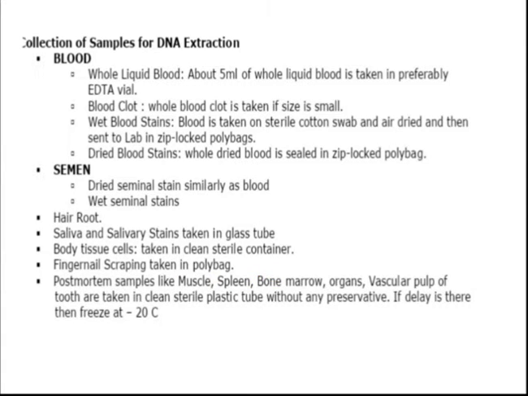Post-mortem samples like muscle, spleen, bone marrow, organs, vascular pulp, or teeth are taken in a sterile plastic tube without any preservative. If there is a delay, then freeze all these specimens at minus 20 degrees Celsius in a cold condition. So blood is collected, semen is collected, you can collect saliva and salivary stains, then body tissues, fingernails, or the muscles, spleen, bone marrow, organs or the vascular pulp, or you can take teeth for DNA analysis or DNA extraction.